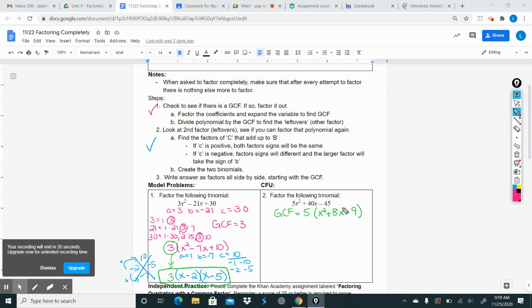We want to find the factors of C that add up to B. The factors of negative 9 that add up to positive 8 are 9 and negative 1. They multiply to give us negative 9, but add up to give us positive 8. So we have x plus 9 and x minus 1. And that is your final answer. Okay.